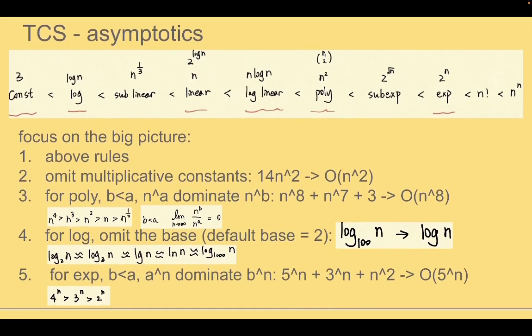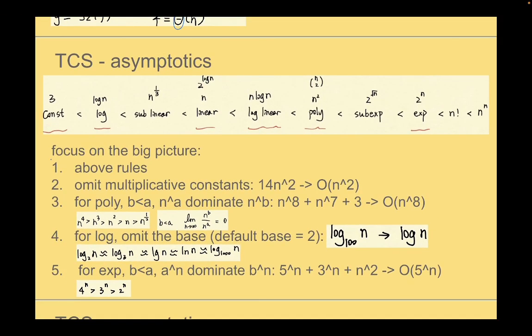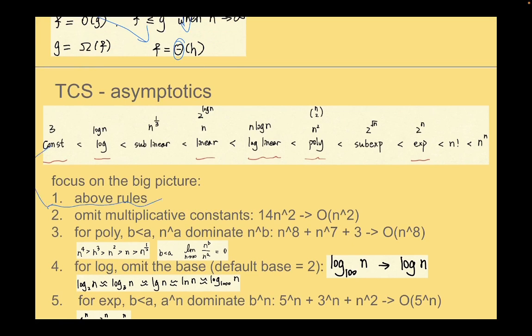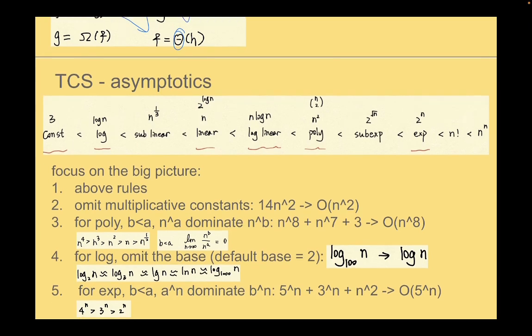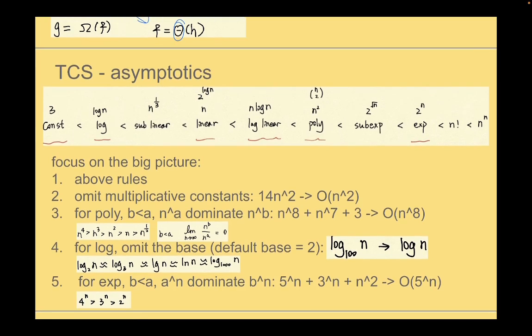So the main idea is that we only focus on the big picture and we do not care about some very trivial stuff. And the first one is the above rules here. And the second one is we omit the multiplicative constants, like if I got an algorithm, its runtime is 14n squared, and we say that it is O(n) squared, right? We just omit the multiplicative constants here.